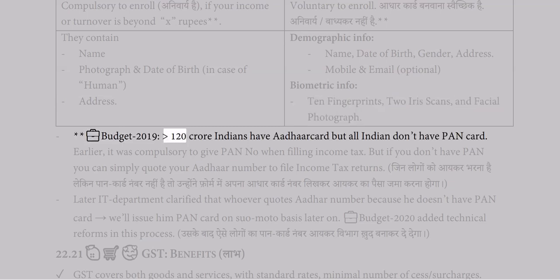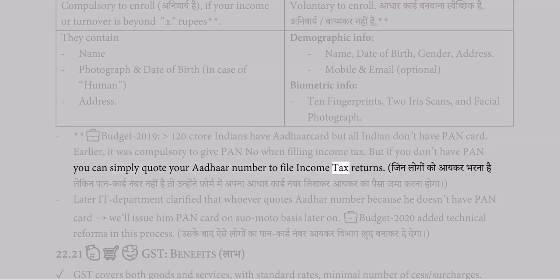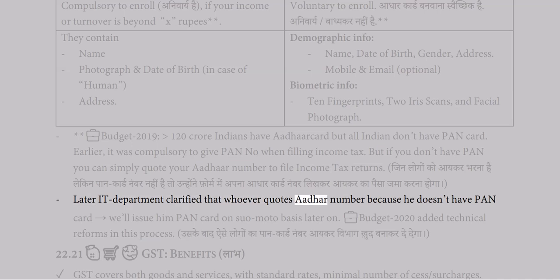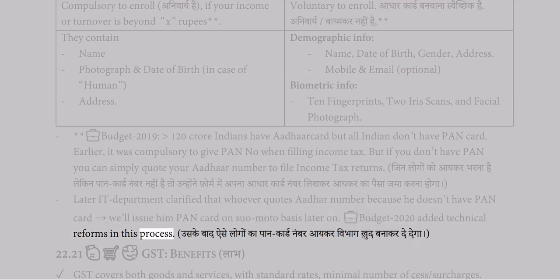As per Budget 2019, more than 120 crore Indians have an Aadhaar card, but not all Indians have a PAN card. Earlier, it was compulsory to give a PAN number when filing income tax. But if you don't have PAN, you can simply quote your Aadhaar number to file income tax returns. Later, the IT department clarified that whoever quotes an Aadhaar number because he doesn't have a PAN card will be issued a PAN card on a suo moto basis later on. Budget 2020 added technical reforms in this process.